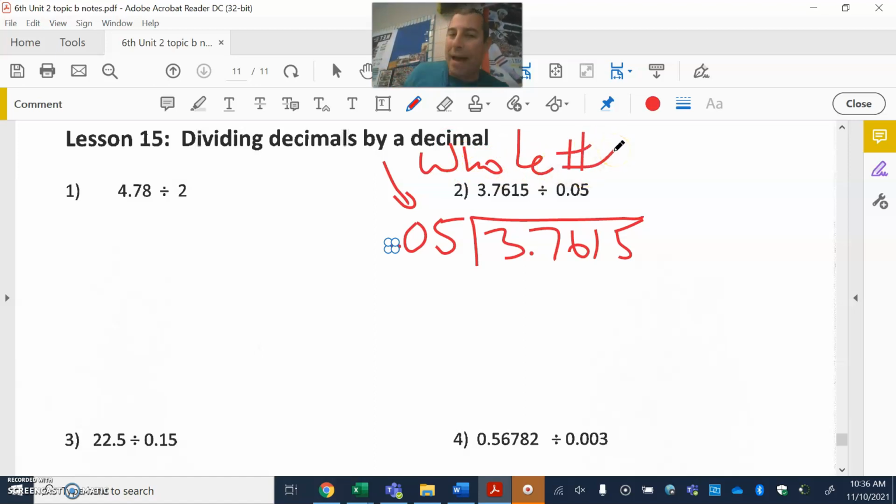So we can get very mathematical here. In order to make it into a whole number, you can say, I need to multiply it by 100 because it's in the hundredths position. That'll move the decimal 2 places to the right. You can say all that.